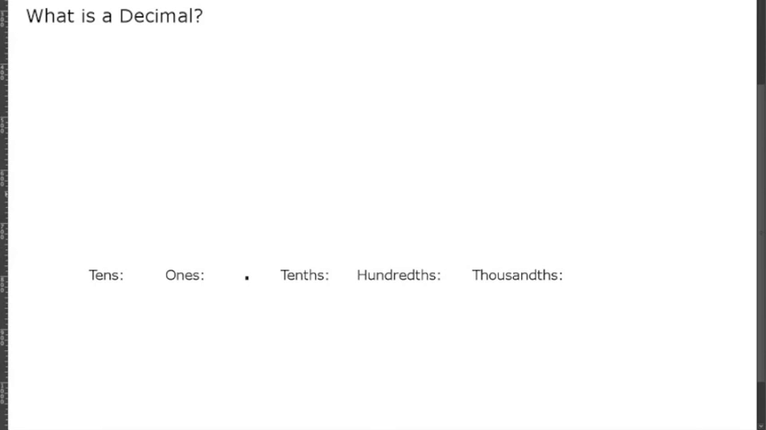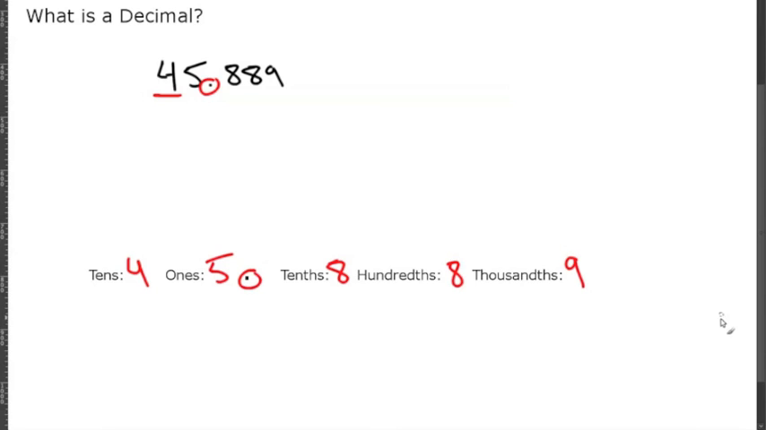Let's say I give you 45 and 889 thousandths. We're going to see that our 4 is in our tens place now. Our 5 is in our ones place. Here's the decimal point, so there's our "and." 8 falls in our tenths place. Another 8 falls in our hundredths place. And 9 falls in our thousandths place.